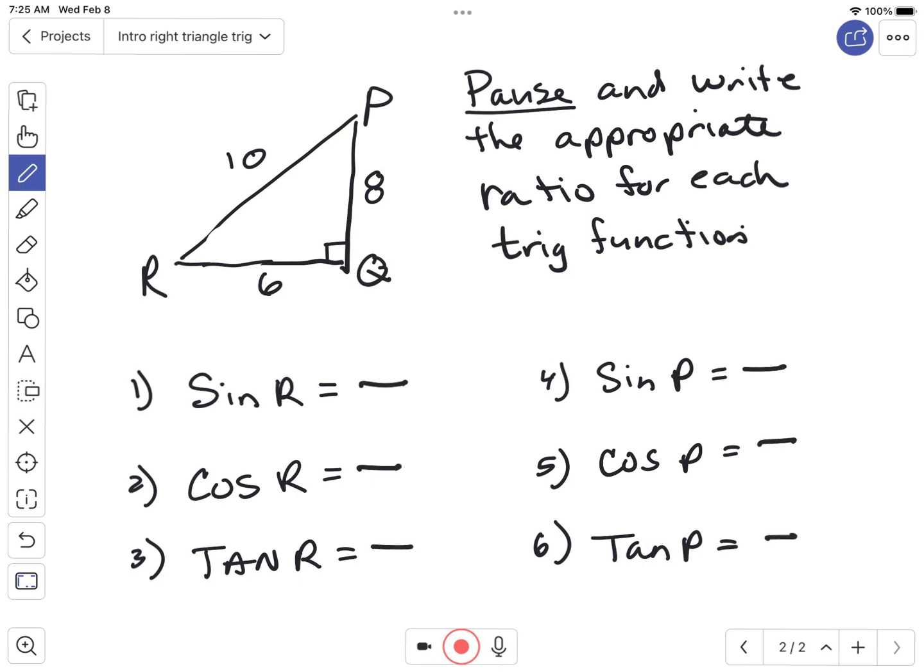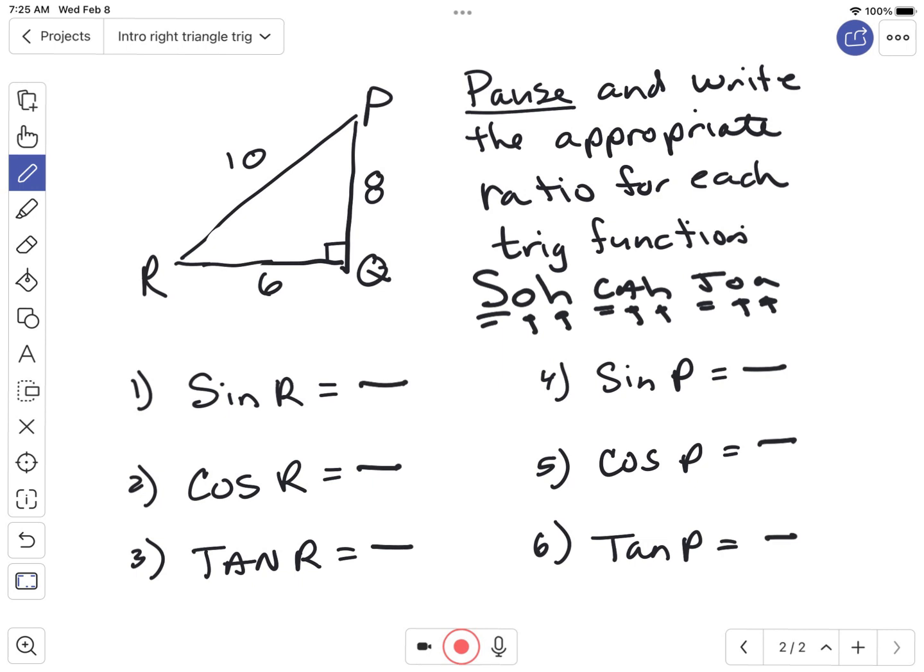And remember, to help you remember, it's SOHCAHTOA. So sine is opposite over hypotenuse. Cosine is adjacent over hypotenuse. And tangent is opposite over adjacent. So pause the tape and then come back and let's start again.